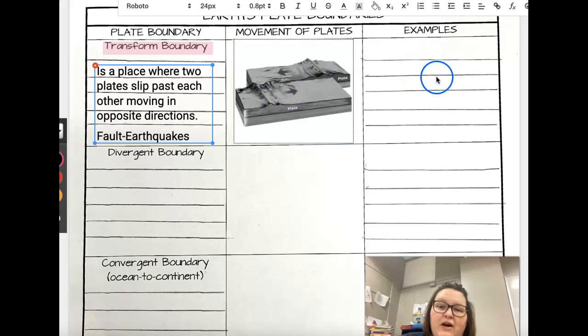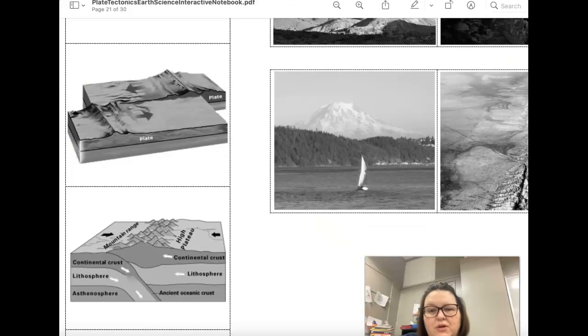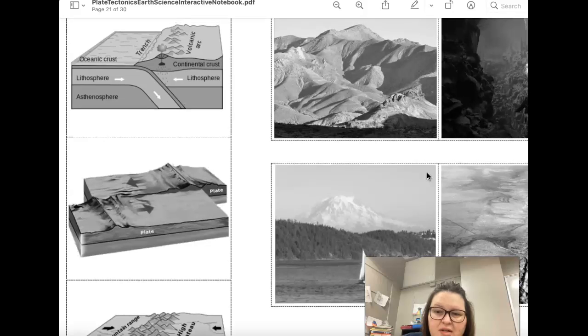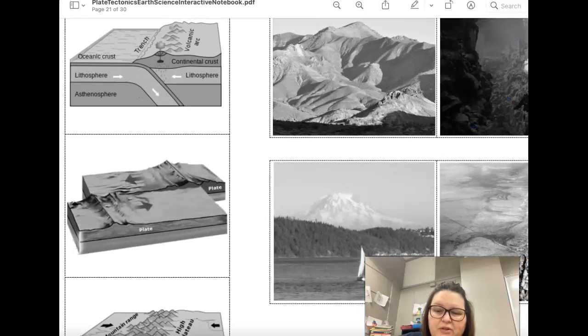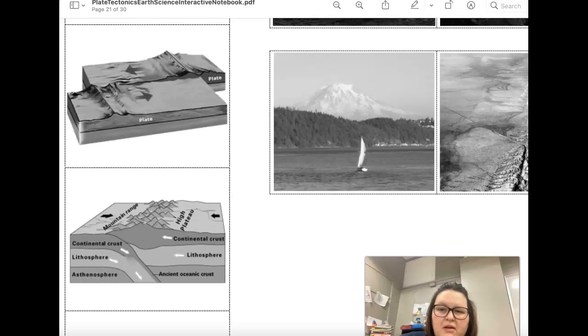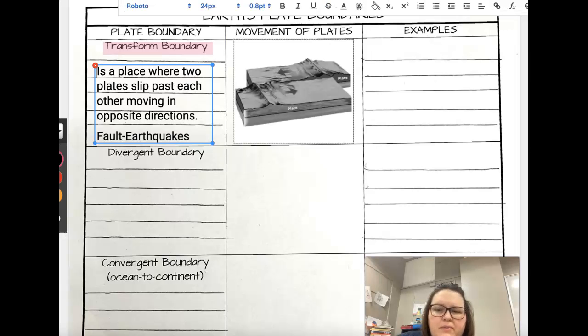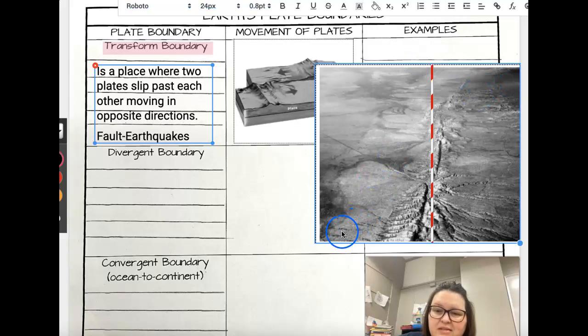Okay. Now, for your third column, the examples column, you will need to come over to your pictures, and you will need to find the picture that looks like this. You can't see it, but I'm going to show it to you in one moment. So just bear with me. You need to find the picture that looks like this. I'm going to come over to my paper real quick, grab it. I know you have lines on your paper, but we're going to paste this right over the lines.